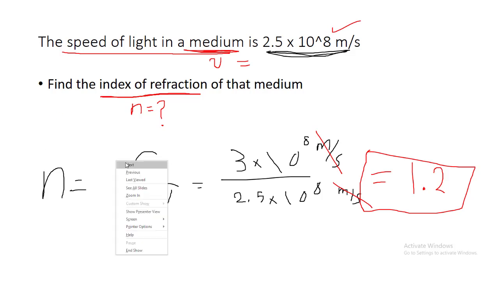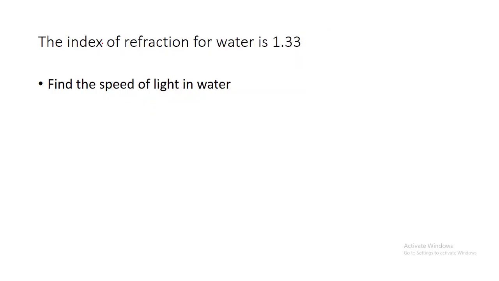Very simple. And then, what if the index of refraction is given? This time n is given. Let's say that n for water is 1.33. And I ask you to find the speed of light in water. So here you have to find the speed of light in a certain medium, which means you need to find v. What is v in this case?